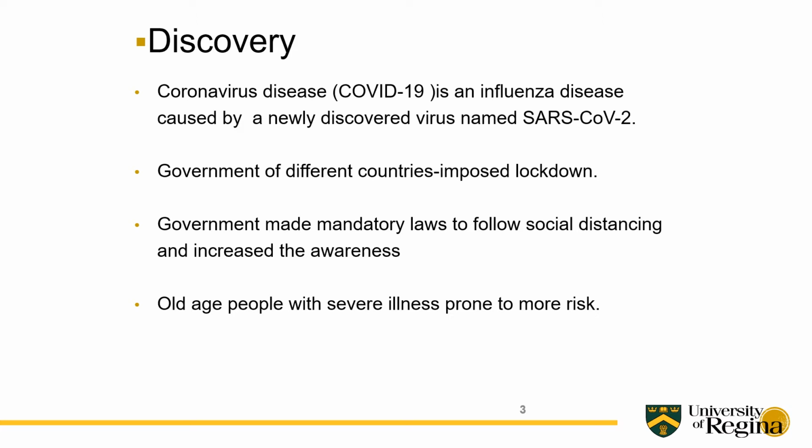Even though governments have made mandatory laws to follow social distancing and increase awareness of hygiene, still the virus is spreading rapidly. This virus has caused old age people with severe illness such as pneumonia or diabetes to lose their life because they are more at risk.